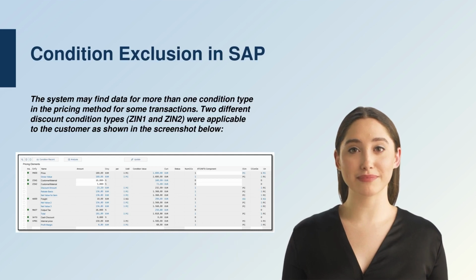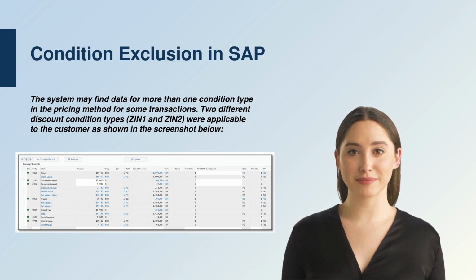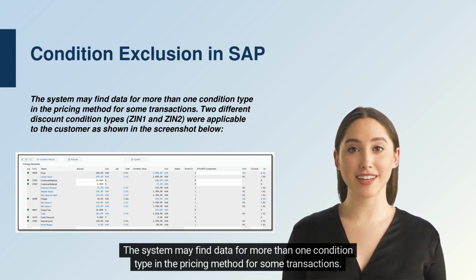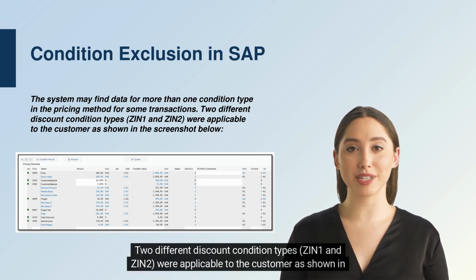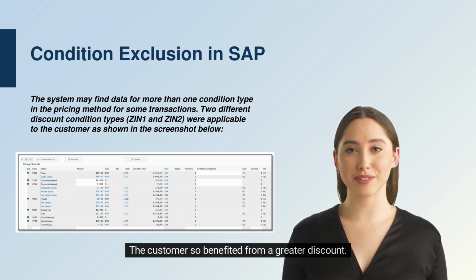Good morning. In this demo, we want to demonstrate how to set up condition exclusion in SAP. Let's have a look. The system may find data for more than one condition type in the pricing method for some transactions. Two different discount condition types, ZN1 and ZN2, were applicable to the customer as shown in the picture. The customer so benefited from a greater discount.